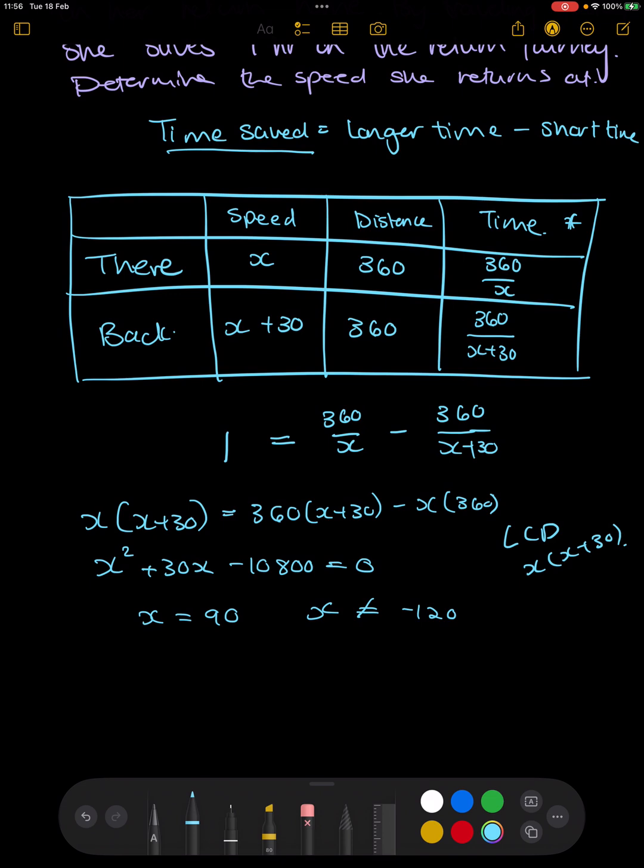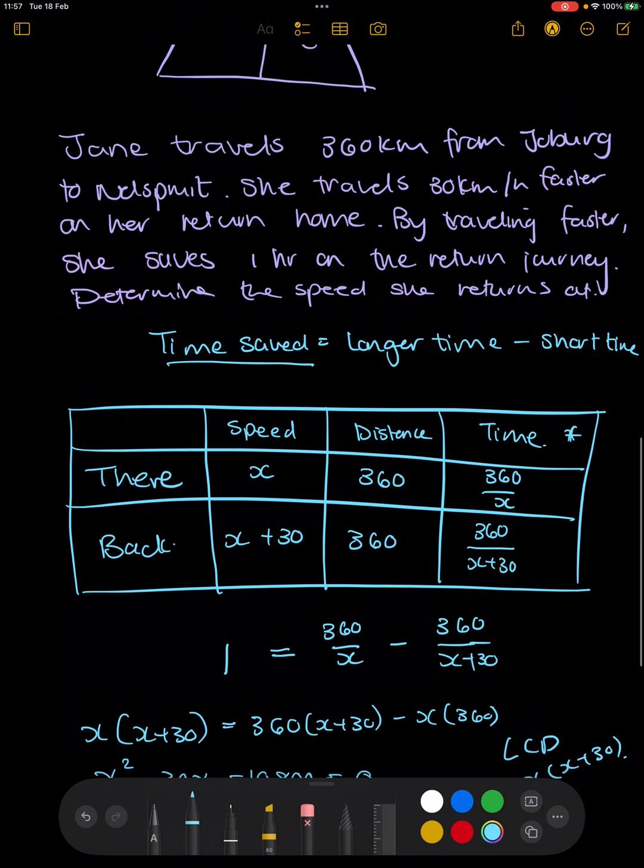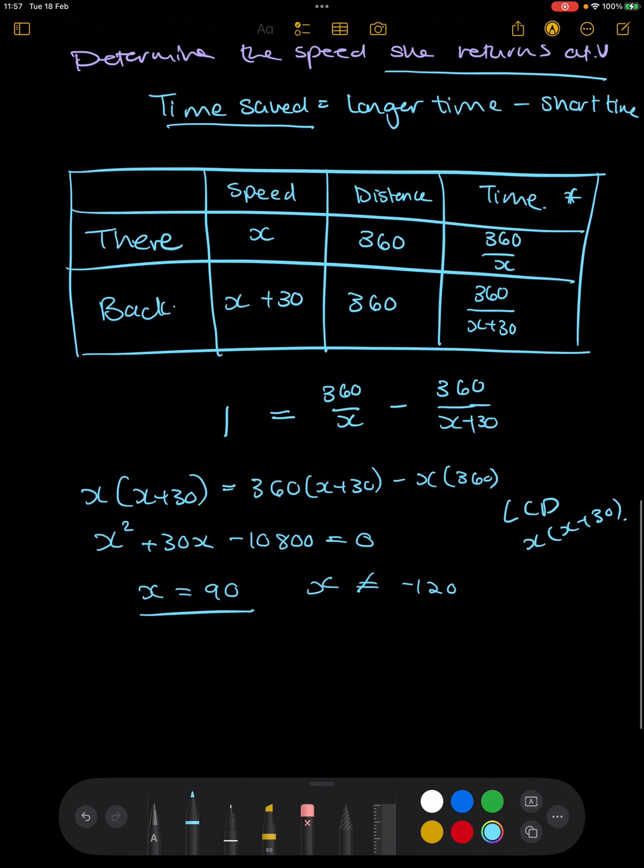Okay, so my answer is either X is 90 or negative 120. It can't be negative 120. So my speed was 90 kilometers per hour. They asked us over here to determine the speed at which she returns. So remember, it was 30 kilometers faster, so 90 plus 30 gives me 120 kilometers per hour.